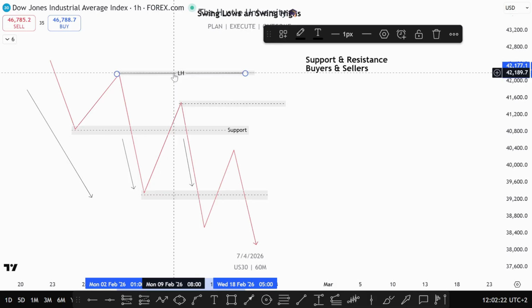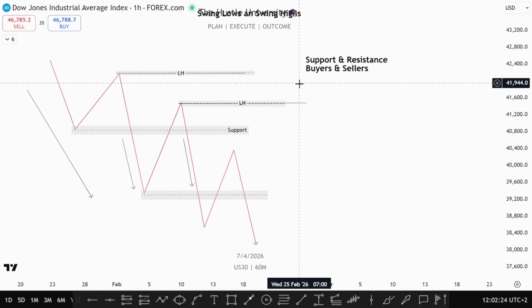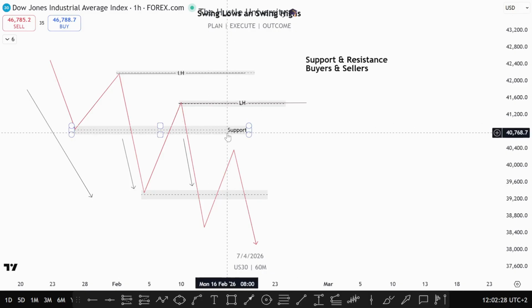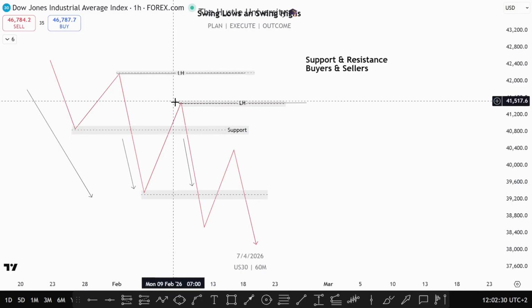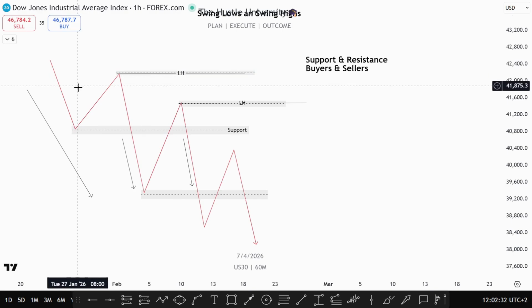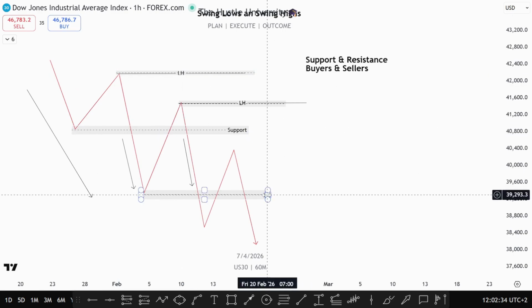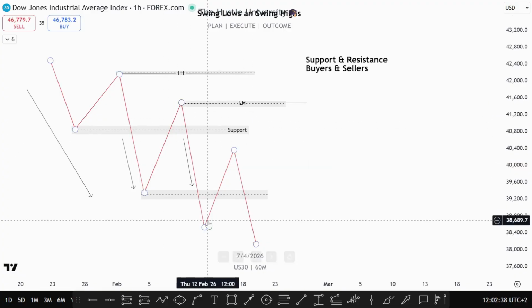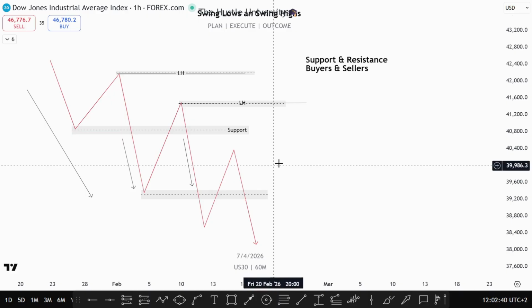So with that being said, we can expect price to go to the downside, right? So we had support, we had resistance previously. Now we have a new support and we have a new resistance. You get what I'm saying? So on and so on, right?